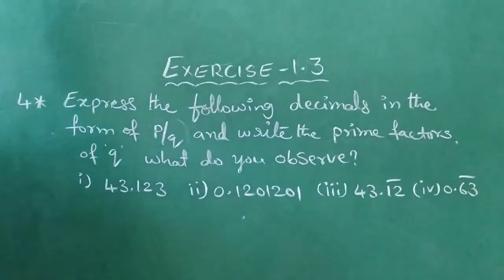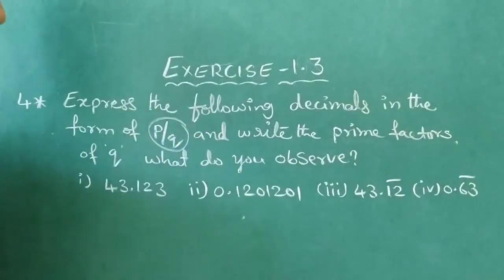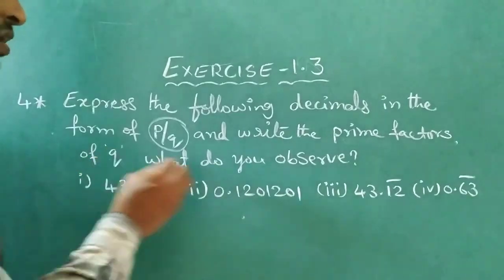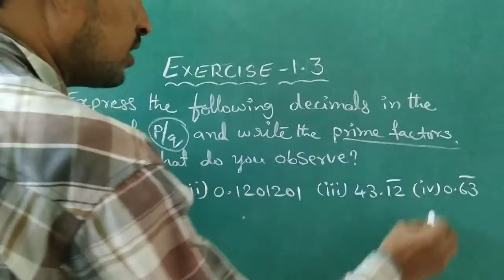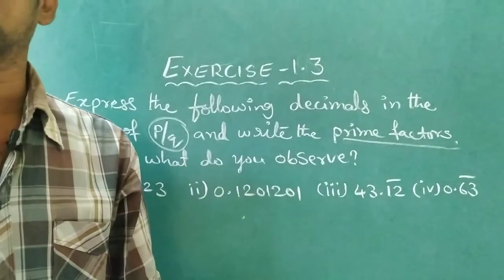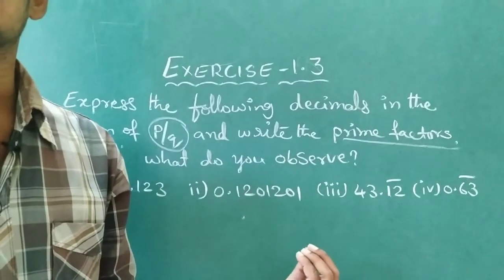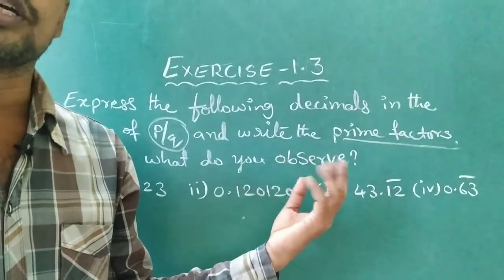So for these decimals we need to write them in the form of P by Q, and for the denominators we need to take the prime factors. After that we can find whether the decimals are terminating or non-terminating, repeating decimals. Let us start our solution.